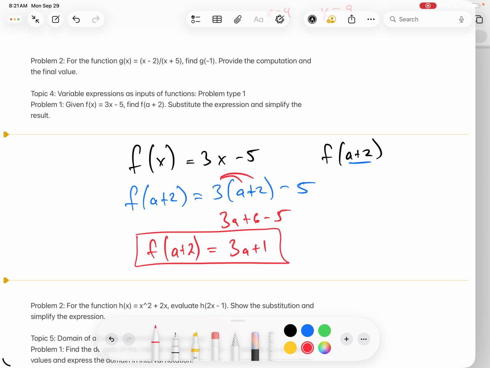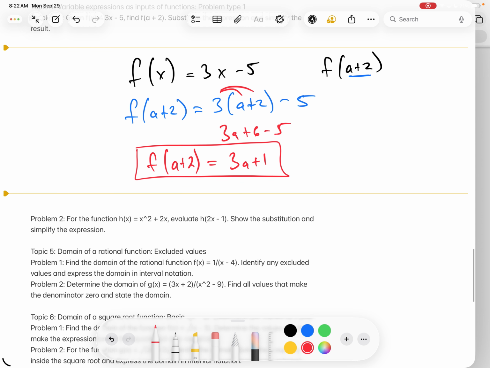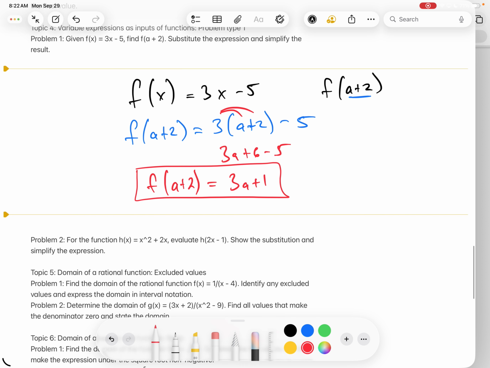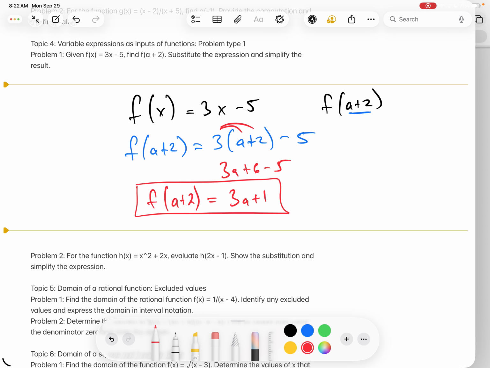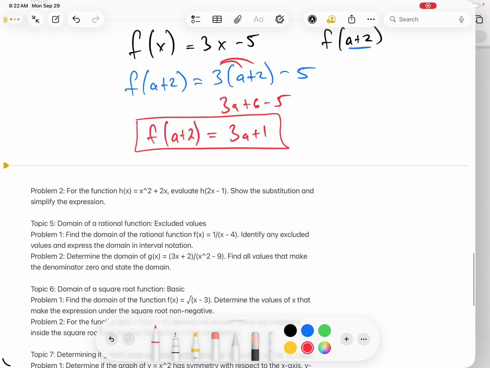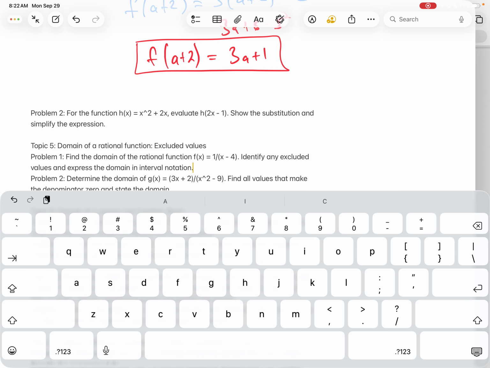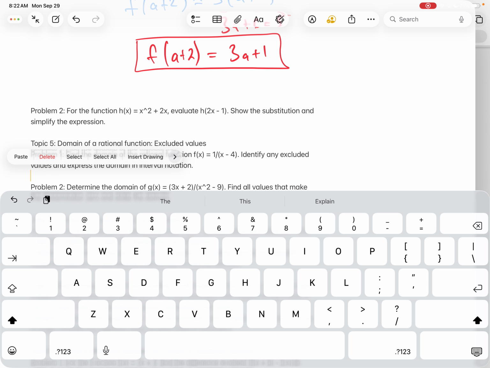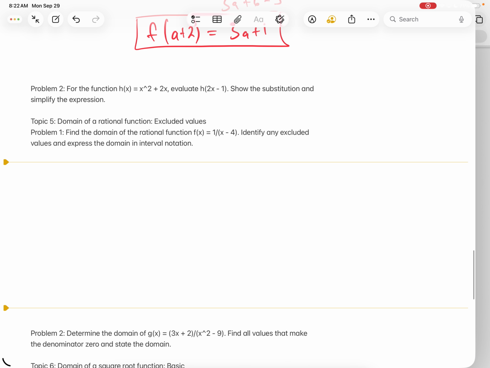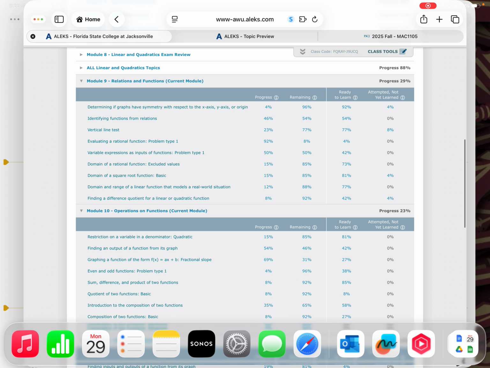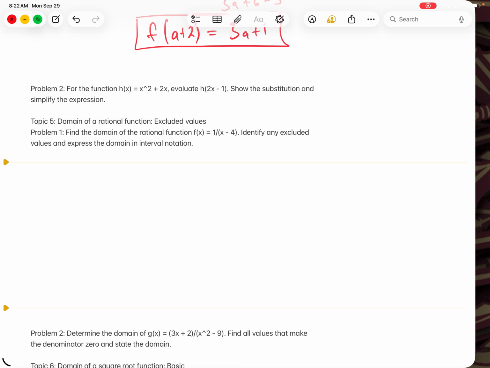I was trying to think about manufacturing. If you manufacture a products a day and you want to increase it by 2, how does that change my cost or my profit or anything like that? That's kind of the idea behind something like that. But whatever's inside the parentheses, you always plug it in for your x. See, this is a new thing.